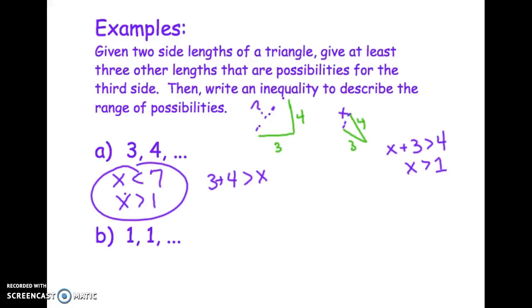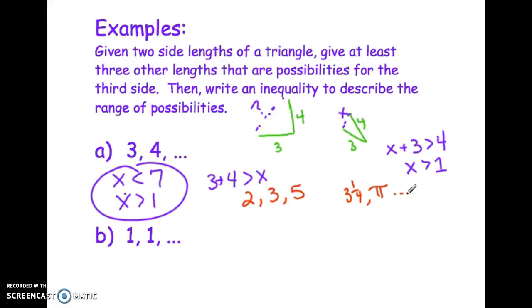Second, you want to write 3 side lengths that it can be. So you just pick anything between 1 and 7. So maybe you're going to pick 2, 3, 5. Maybe you'll get creative. You might have put like 3 1/4, pi. Okay, so anything in between 1 and 7 that's not equal to 1 or not equal to 7 would work.